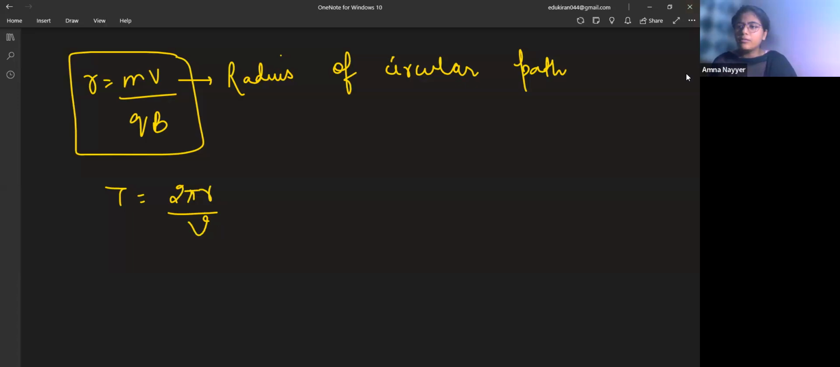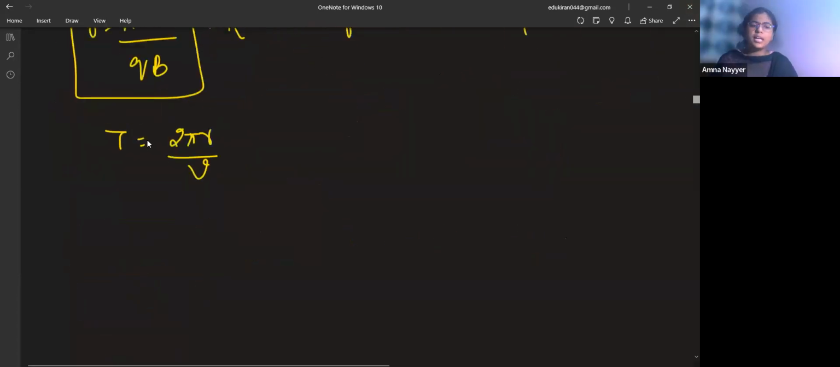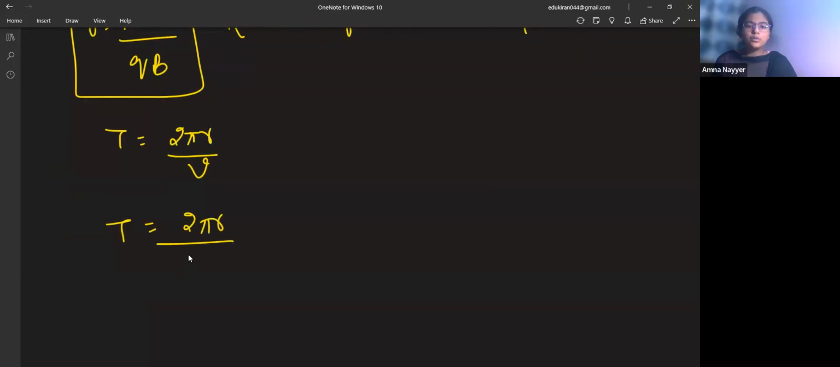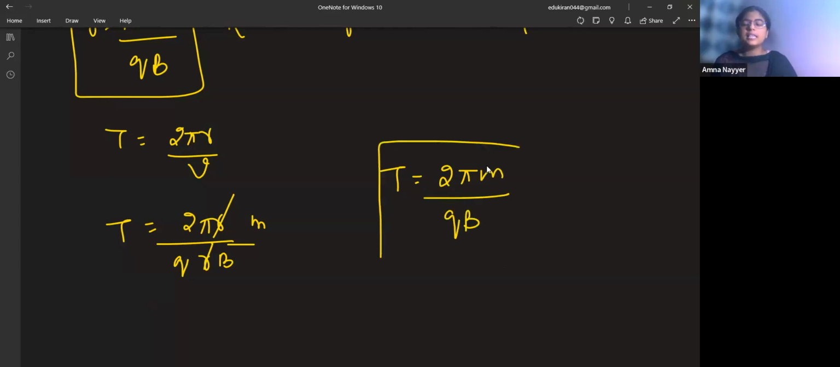We have just calculated the formula of velocity, QBR by M. So we can put in the formula 2 pi r divided by QRB by M. So r and r get cancelled. So we are left with T is equal to 2 pi M divided by Q. This is the formula of time period, 2 pi M divided by Q. All right.